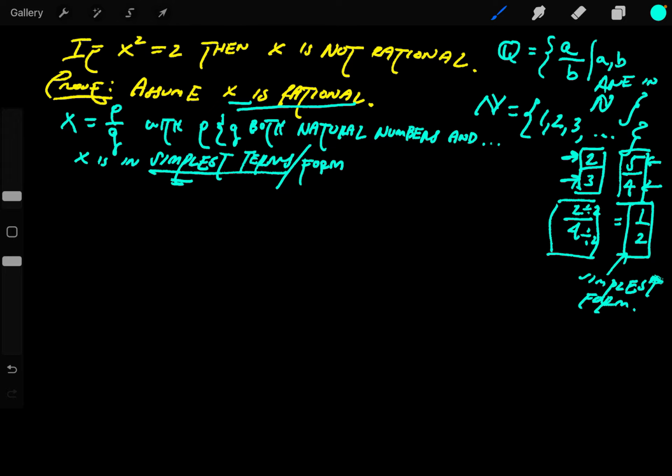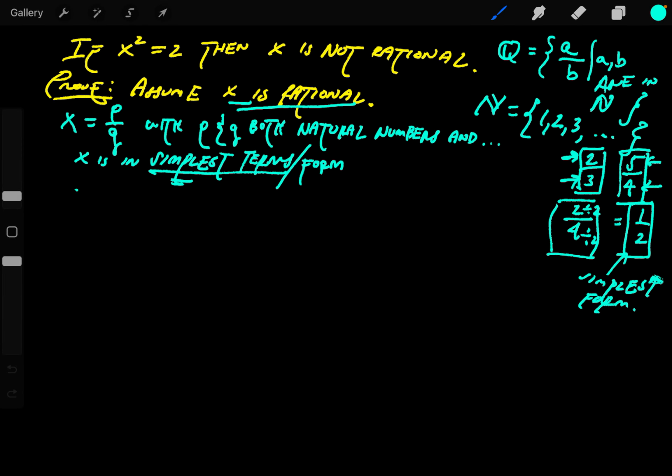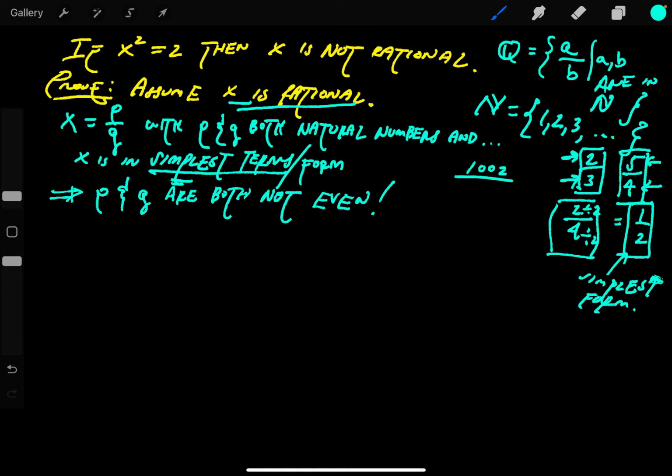And we need to now see that if x is in simplest terms, or in simplest form, then this implies p and q are not both even. And that's where we sort of want to begin. We need to believe that as long as this fraction is in simplest form, then p and q can't both be even. Because if they are, then you can reduce it.